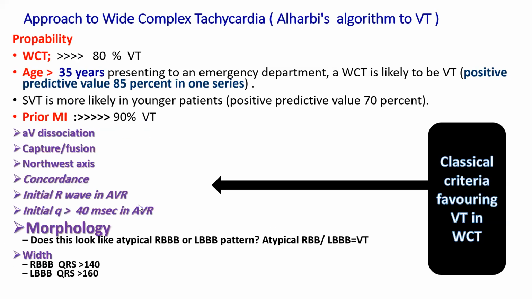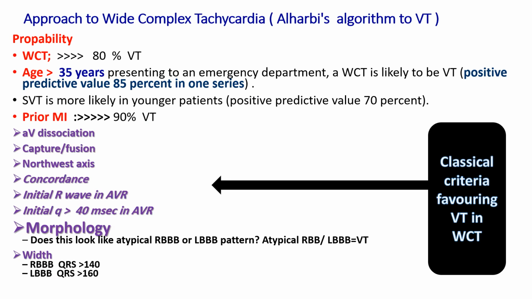So, approach to the diagnosis of chronic tachycardia. If you have wide complex tachycardia, 80% of the time you are dealing with ventricular tachycardia. If the history is that the patient is more than 35, it is likely this patient is presenting with ventricular tachycardia, which has a positive predictive value of 85% in one of the series. SVT is more likely to occur in younger people, which has a lower positive predictive value. Prior myocardial infarction is very helpful to diagnose patients with ventricular tachycardia.